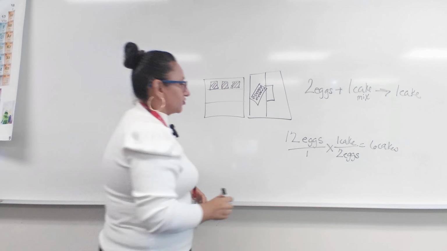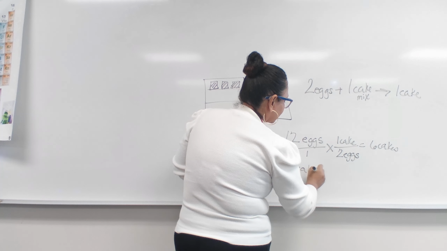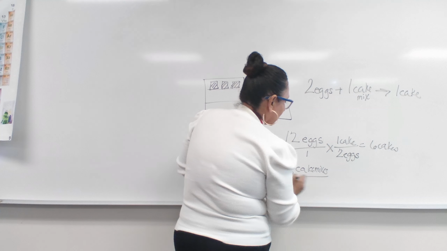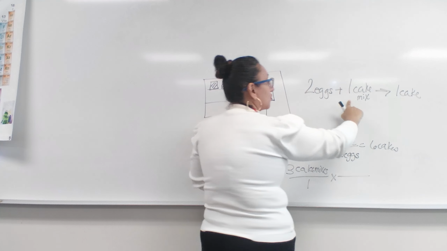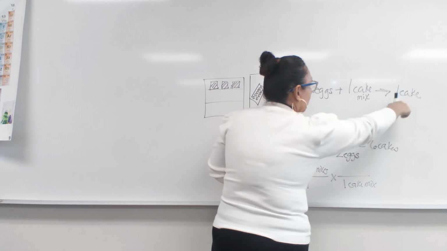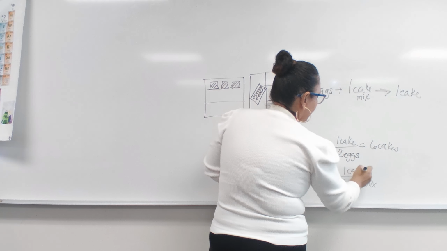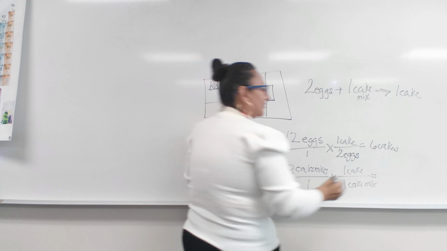3. I'm not trying to trick you, I promise. So you have 3 cake mixes. And according to this equation, you need 1 cake mix to make 1 cake. So the maximum cakes you can make with 3 cake mixes is 3 cakes.